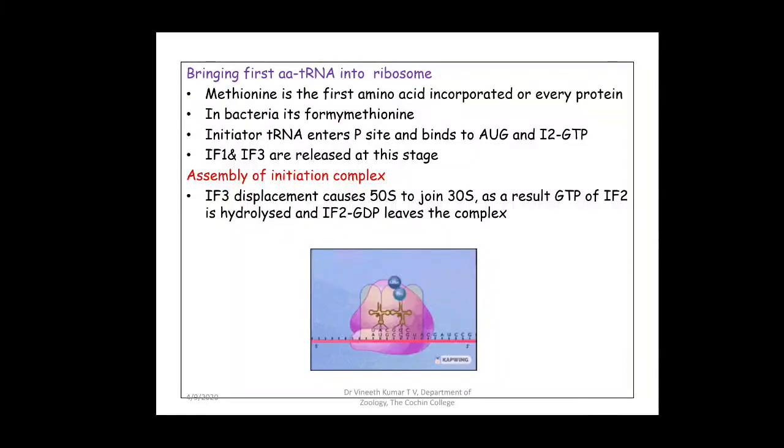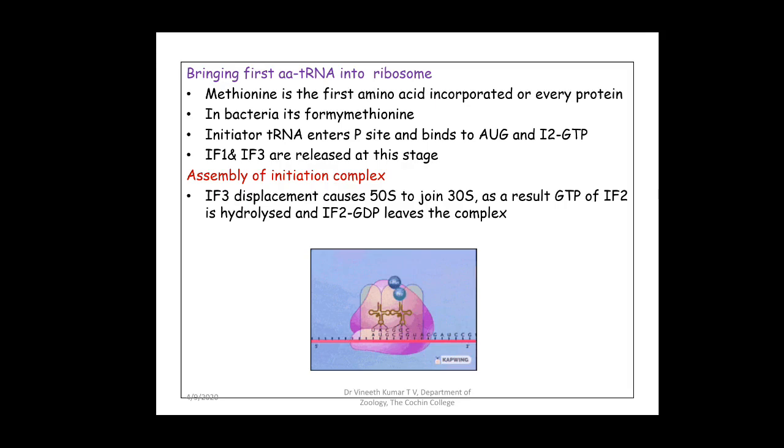So continuing with translation, these are the steps which we discussed in the earlier video. Methionine is the first amino acid incorporated in every protein. In the case of bacteria, it is formyl methionine. So these are the events which happen.